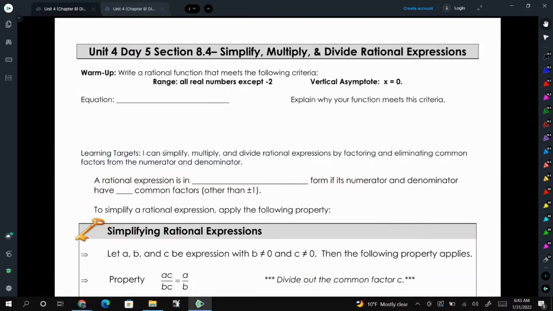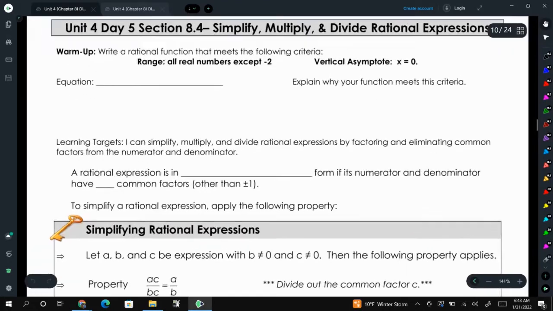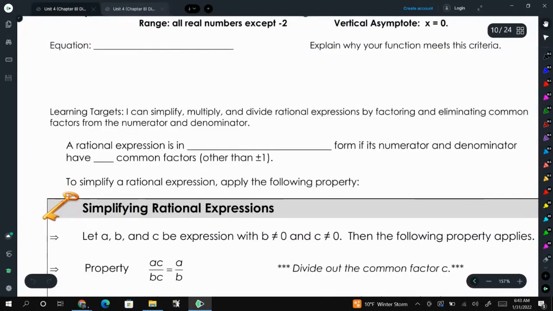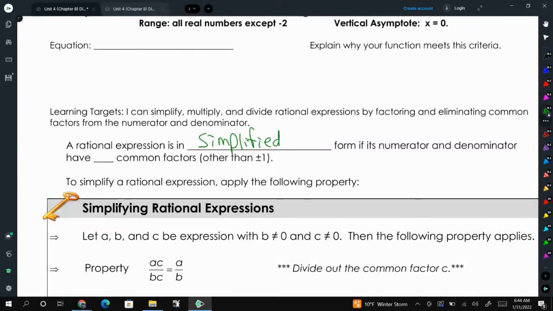Today we're going to be talking about simplifying and multiplying and dividing rational expressions. Now, we talked about the rules of exponents a while ago, and we're going to be revisiting those and applying some of those today. So a rational expression is in simplified form if its numerator and denominator have no common factors other than 1. So this is kind of like reducing fractions.